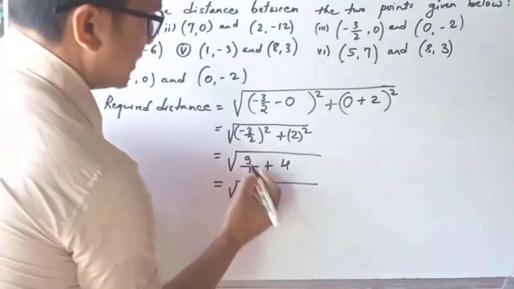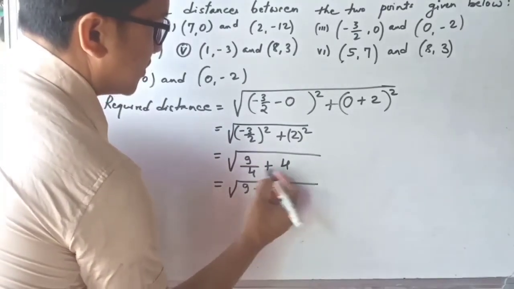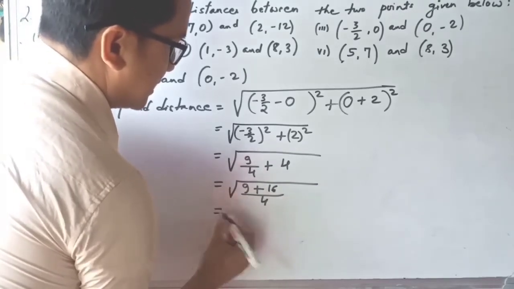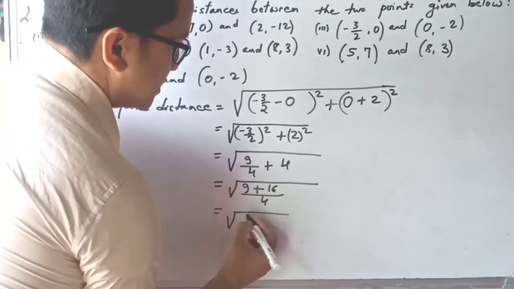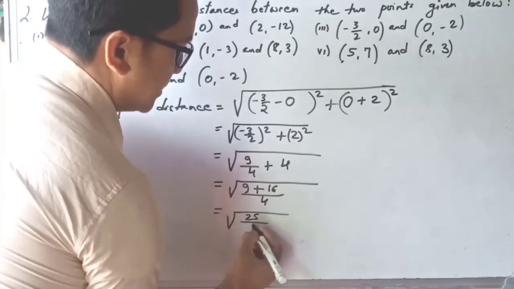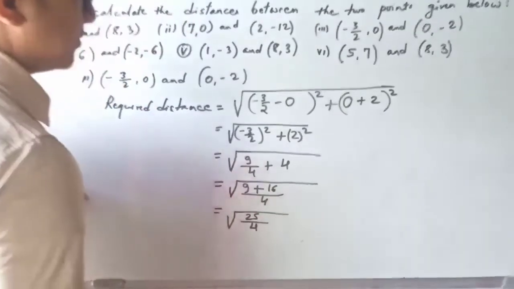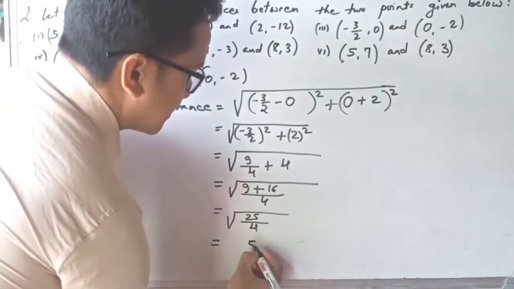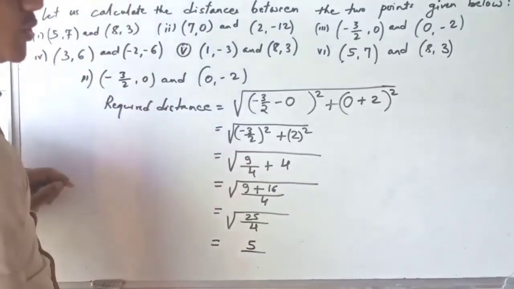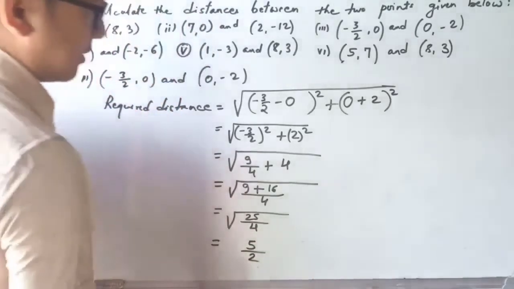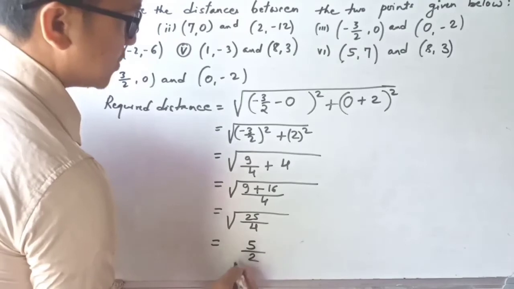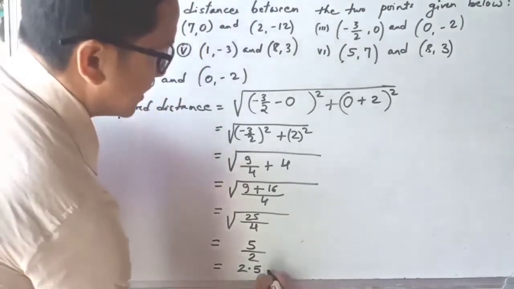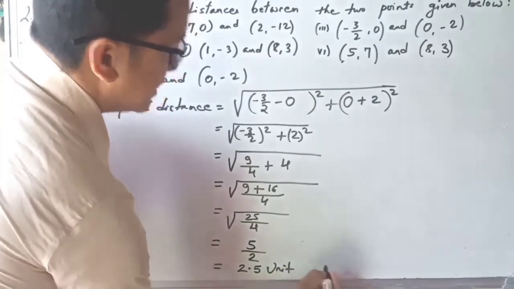Another step, here is 9 and 4 will be 16 upon 4. The next step, when you add 9 and 16 we get 25, and below it will be 25 upon 4. As 25 is the product of 5 and 5, we write only 5, and 4 is the product of 2 and 2, so we write only 2. When we divide 5 by 2, we get 2.5 unit. In this way it can be solved.